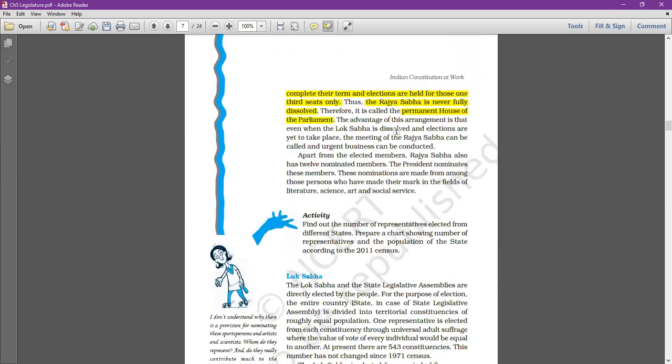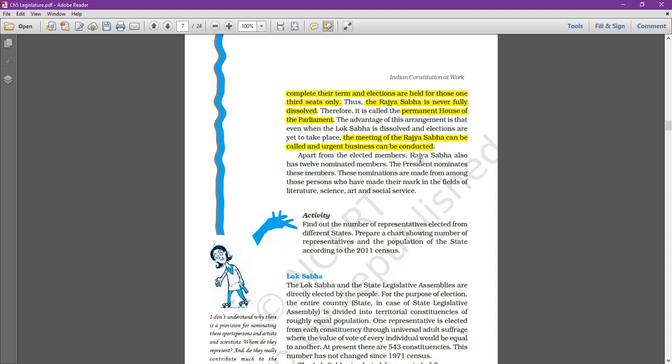So the advantage of this arrangement is that even when the Lok Sabha is dissolved and elections are yet to take place, the meeting of Rajya Sabha can be called and urgent business can be conducted. Very interesting advantage, because we know that Rajya Sabha never gets dissolved, so even suppose the elections of Lok Sabha are going on at that time, Lok Sabha is dissolved obviously, the general elections are going on. But because Rajya Sabha never gets dissolved, the meeting of the Rajya Sabha can be called at any time, because it is a kind of permanent house. वो कभी भी dissolve नहीं होती है. Urgent business वहाँ पे conduct किए जा सकते हैं राज्य सभा में.